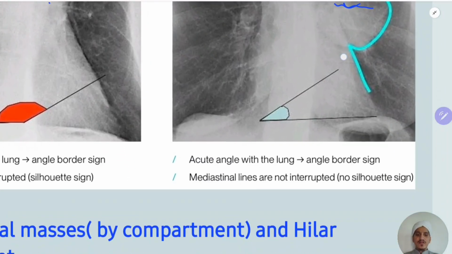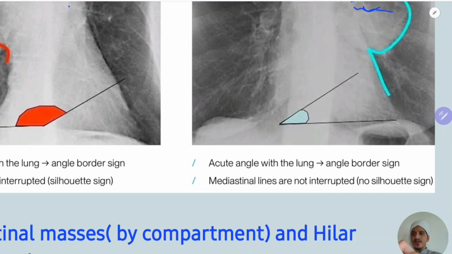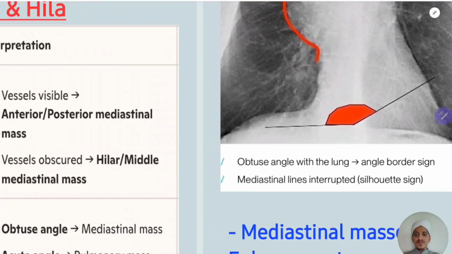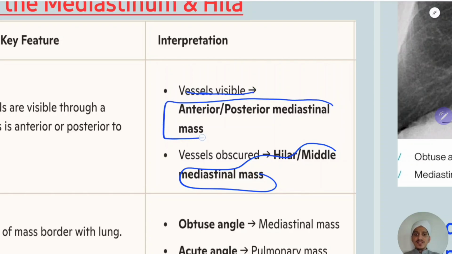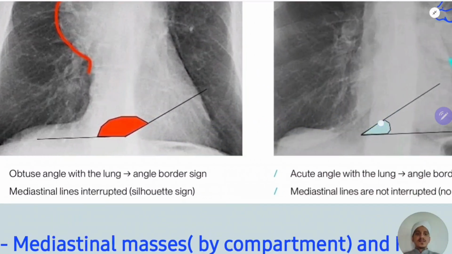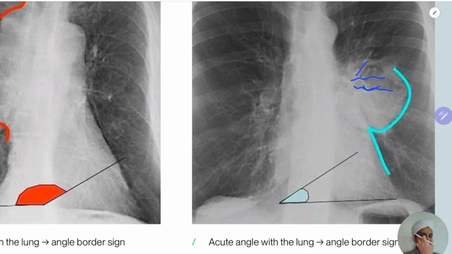Let us see whether we are wrong or we are right. So it is a pulmonary mass, and this is not in the middle mediastinum, sorry. So I need to revise this. If the vessels are obscured, that means silhouette sign is present, then that is in the middle mediastinum. If the vessels are visible, then that is in the anterior or posterior compartment. So this is not in the middle mediastinum. This is either in the anterior or posterior compartment.